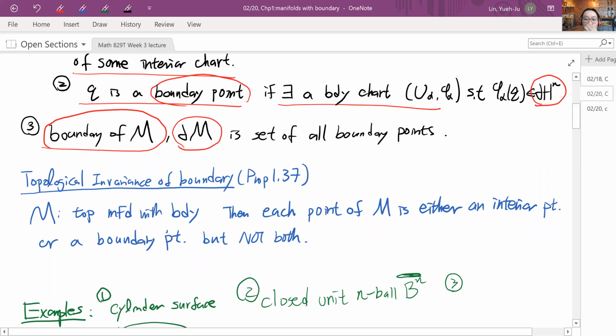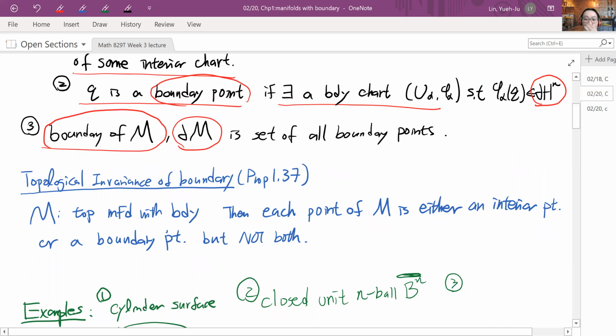Another typical example is a closed n-dimensional ball. Closed means think of a solid ball, like the Earth, but including the inside, a three-dimensional solid ball, including the surface of the Earth. Everything inside and including the surface is what we call the closed ball. This is also a manifold with boundary. The boundary of this closed ball is essentially the surface, the surface of the Earth.